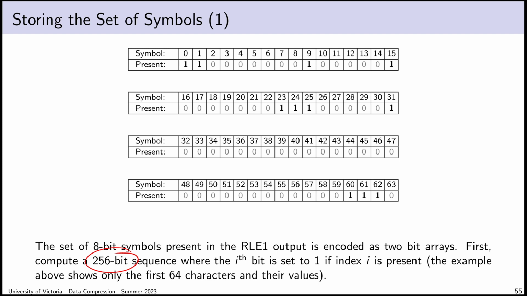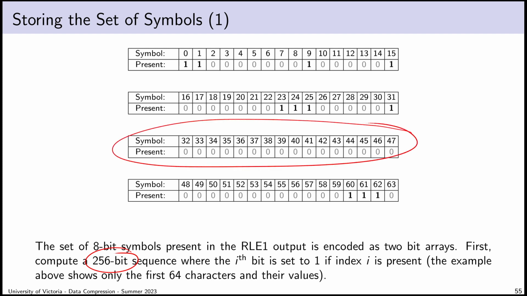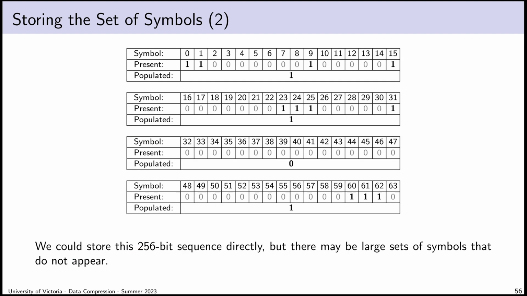Notice that, maybe if my set of input symbols is sparse, there could be large blocks of input symbols that are not present. So this entire block of 16 input symbols is not present. So what I could do is one more layer of meta-compression, which is, I could group the symbols into blocks of some size. In this case, I'm using blocks of 16 symbols at a time, and I could set a populated bit for every block. The populated bit is set to 1 if any of the present bits of that block are set to 1.